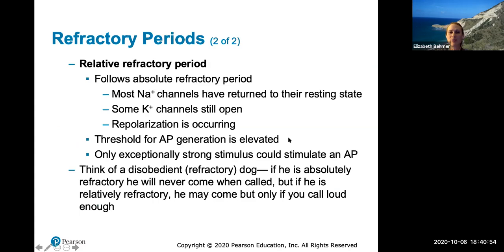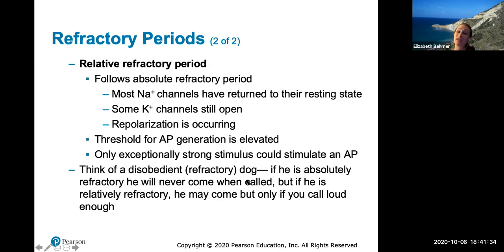The relative refractory period follows the absolute refractory period. This is where most sodium channels have returned to their resting state, but some potassium channels might still be open and repolarization is still occurring. The threshold for action potential generation would be elevated due to the fact that we're most likely in our hyperpolarization state. The only way to generate an action potential during this period is if we have an exceptionally strong stimulus. And they give you an example of a disobedient refractory dog.